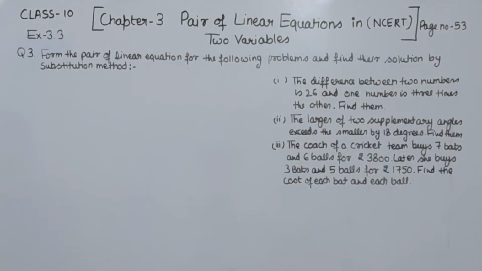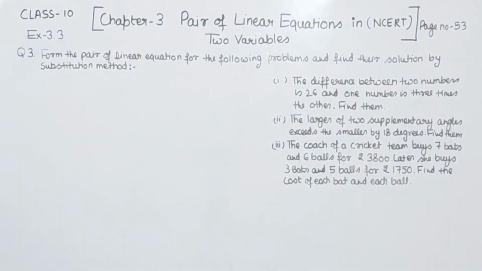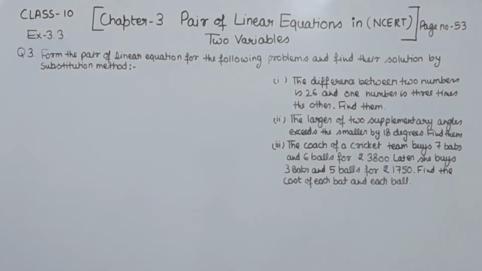Now comes to the part 3. This one we are having: the coach of a cricket team buys 7 bats and 6 balls for 3,800 rupees. Later she buys 3 bats and 5 balls for 1,750 rupees. Find the cost of each bat and ball. So first of all we are going to let the cost of a bat.